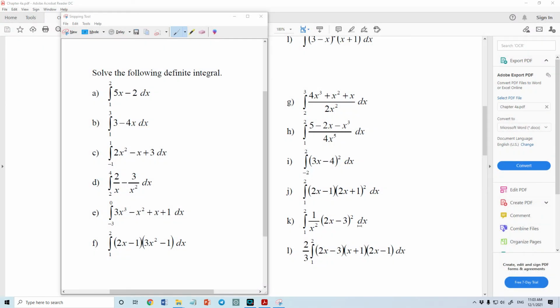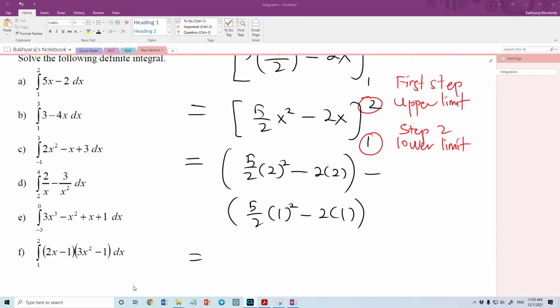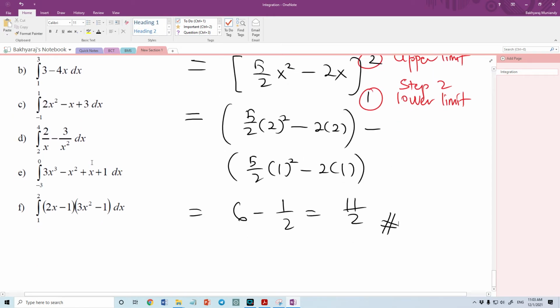6 minus 1/2, and finally you get 11/2. So that is the answer. You have no more C, and you have the last answer equal to a value. You are looking for a value, so actually you get a value for the definite integral. Okay, next we proceed with B.